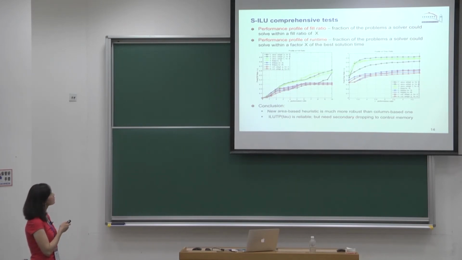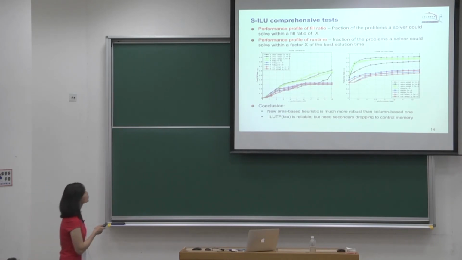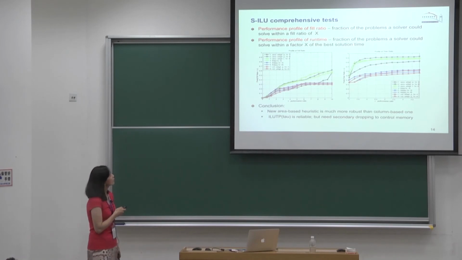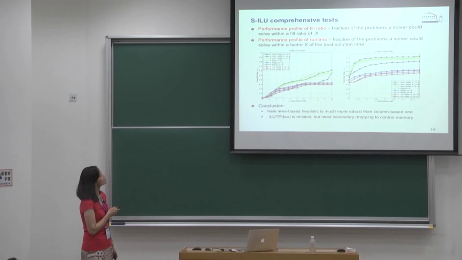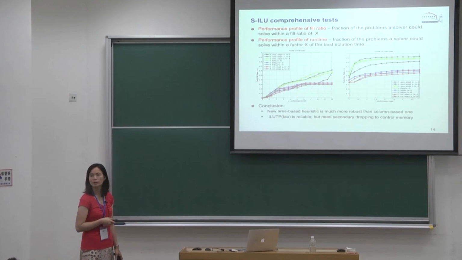So the vertical axis is the fraction of the problems a solver could solve with a fill ratio smaller than 5 or smaller than 8. So which solver is the best? Is the lowest curve the best solver or the highest? Highest. So the highest curve says that I can solve a greater fraction of the problems with a fill ratio smaller than 7, 8, like this.